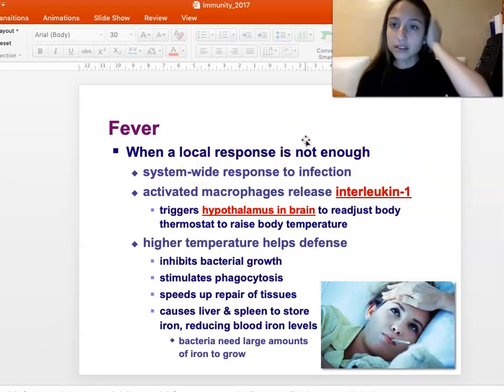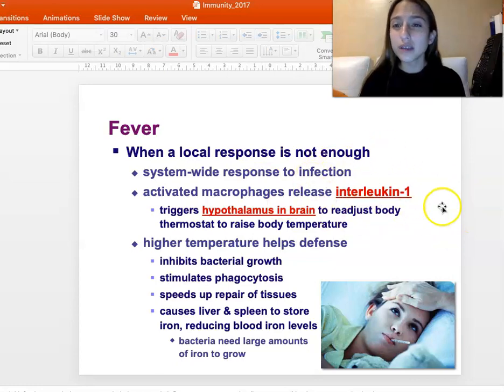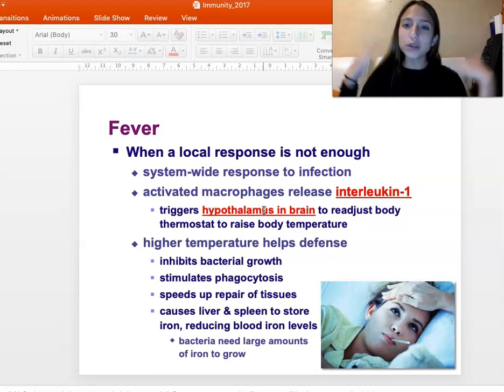And these cells that are able to consume all of these bacteria, these macrophages, release a protein called interleukin-1. What that does is that it triggers a specific gland in your brain. You've heard about this gland because we talked about its role in the stress response, the hypothalamus. It's a tiny gland in your brain, and what it does is that it readjusts the thermostat to raise your entire body temperature. So that's what a fever is. It raises your entire body temperature.